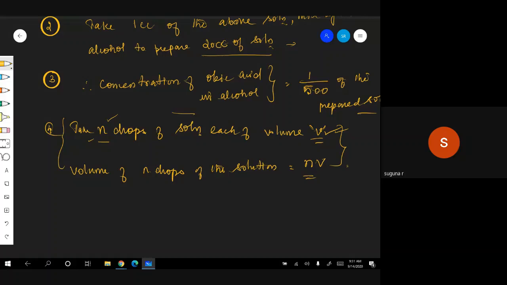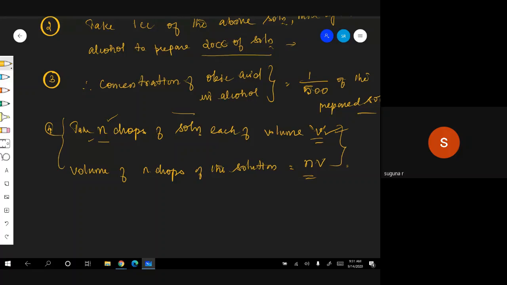Very, very small, 5 cc, 10 cc, like that. That you can readily measure from the pipette, whatever amount you have taken. Therefore NV is known, so you can read it from the pipette readings.